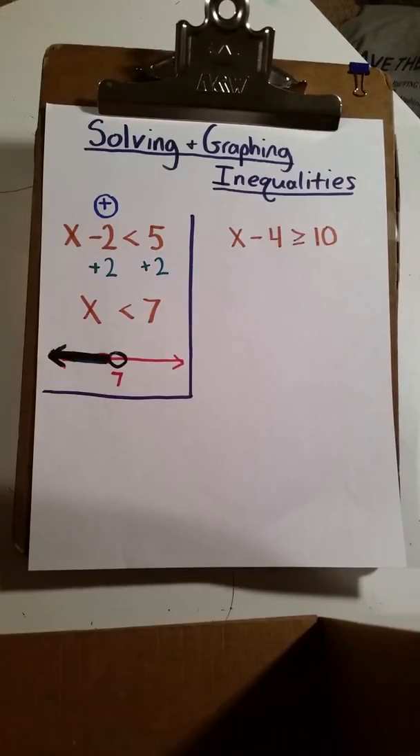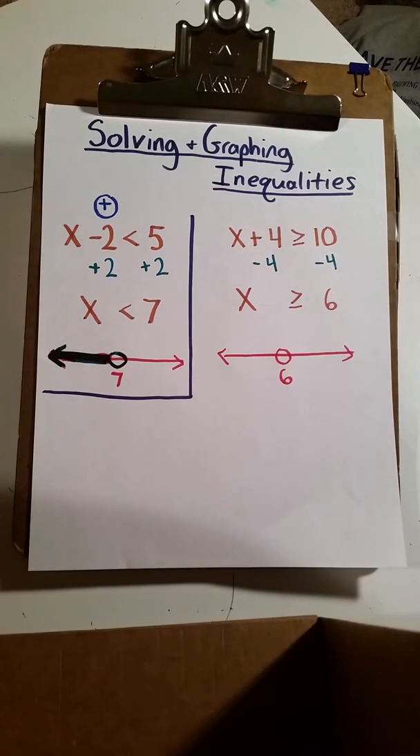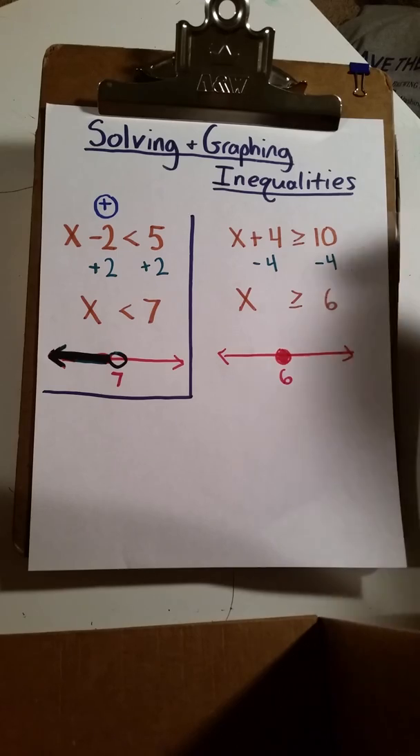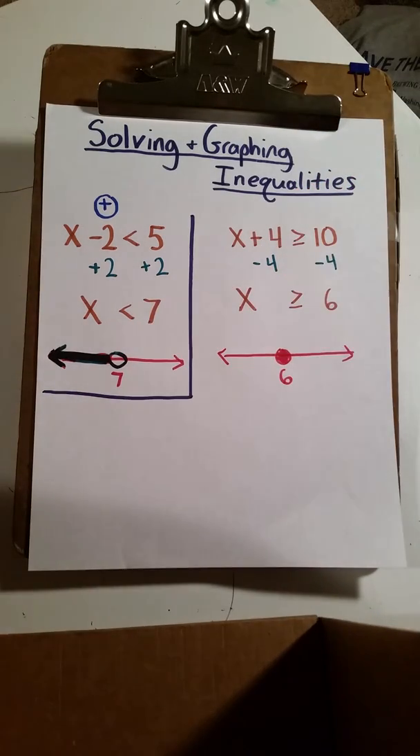In our next example, we're going to get rid of plus 4, so we'll use subtraction. So x is greater than or equal to 6. To graph it, first we put a dot at 6. We fill it in because it is greater than or equal to, and we shade to the right because the variable is on the bigger side.